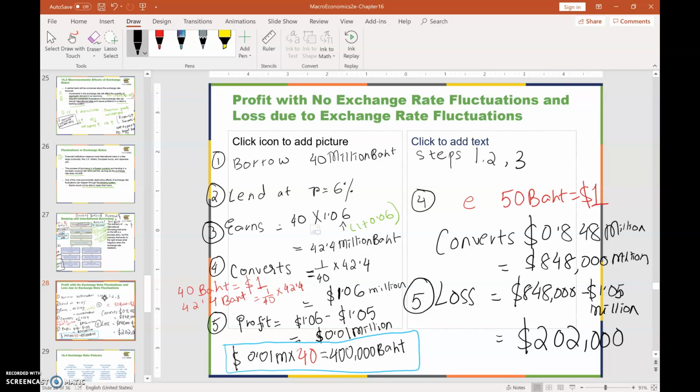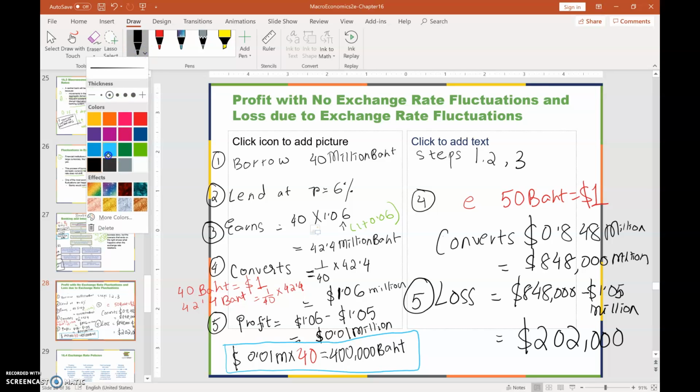They have to repay 1.05 million US dollars and they have an earning of 1.06 million dollars. The profit for the Bank of Thailand is 1.06 minus 1.05 equal to 0.01 million US dollars. Converting it to local currency, 0.01 million times 40 is equal to 400,000 baht. Everyone's happy here. Now let's say what happens when the exchange rate fluctuates.